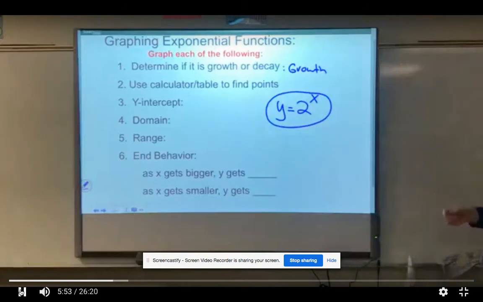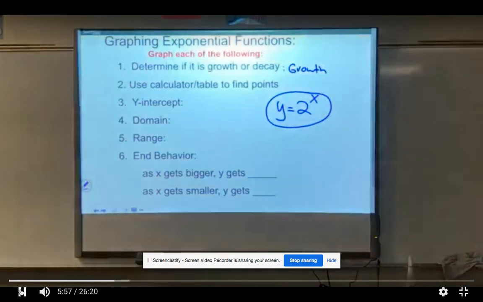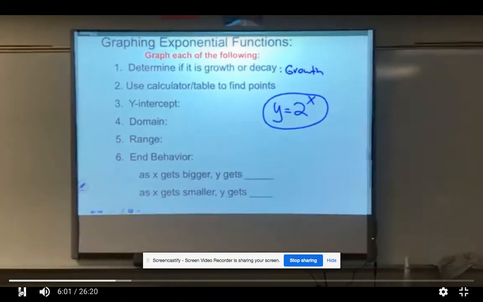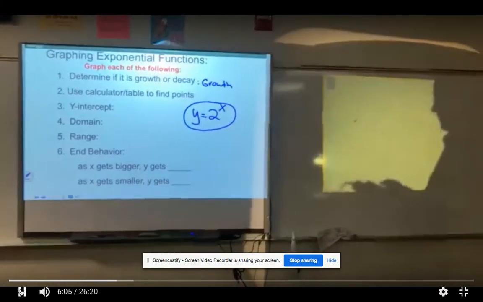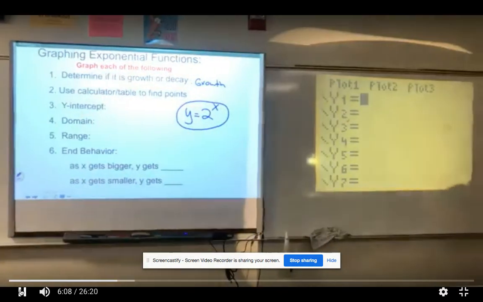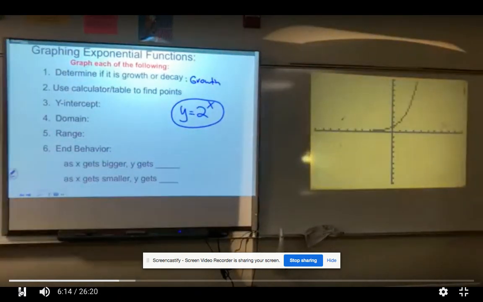All right, well, to graph this, ultimately what I'm going to want to get is a graph. I'm going to grab my graphing calculator here and turn this on. I'm going to type that in my y equals, and I'm going to go 2 raised to the x power. If I press graph, it's going to look something like that. And sure enough, it certainly does look like exponential growth.